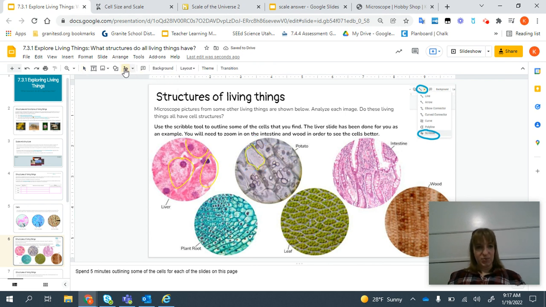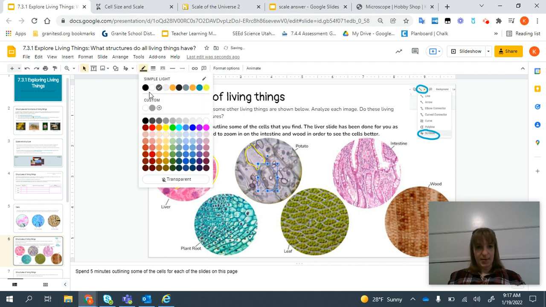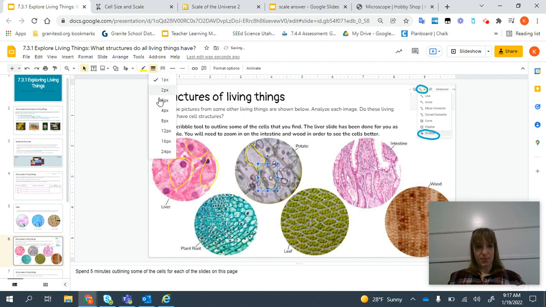And I'm going to grab my scribble tool again, and I'm going to try to outline a couple of others. This one looks like it's another potato cell right here. Okay, and then I'll change the color and the weight so that it shows up a little bit better. Okay, and then let's do another one. There are lots of potato cells in this slide, but I'm going to just do 3.